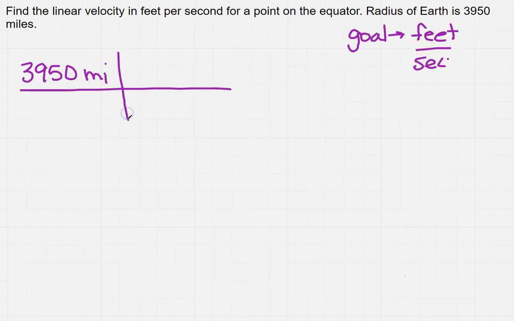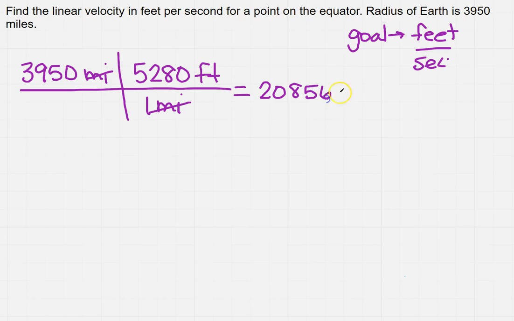So what if we convert this to feet? Remember, there's 5,280 feet in 1 mile. Well, that's cool. I've got what I need for the numerator, right? So let's go ahead and do that calculation. And I get 20,856,000 feet. So that's half our battle.